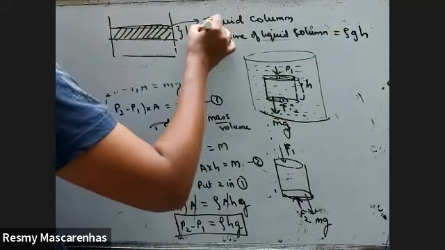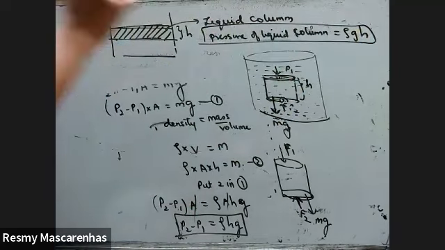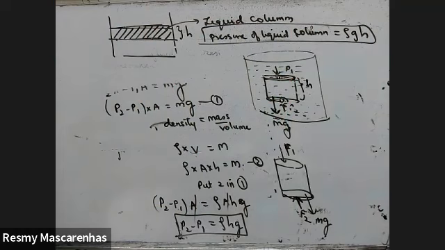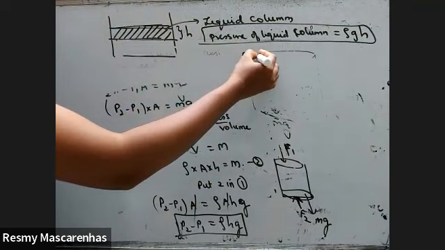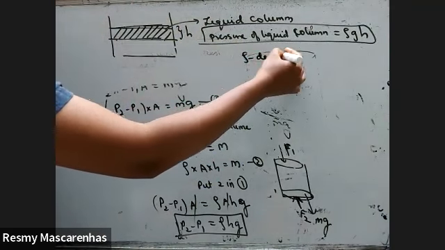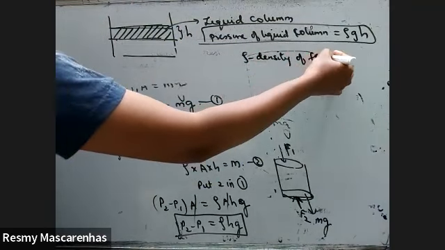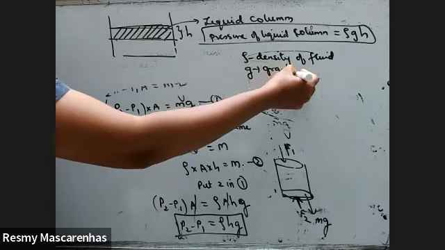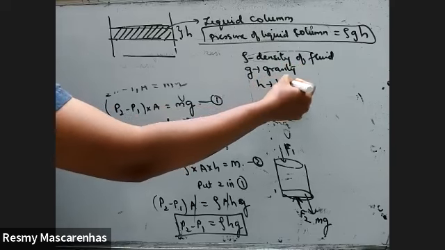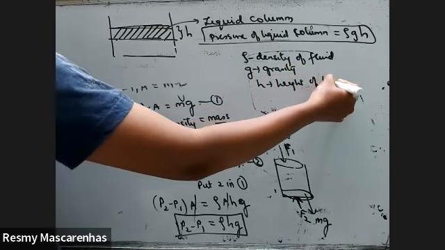So remember this, pressure of any liquid column is equal to rho g h, where rho is the density of the fluid, g is gravity, and h is the height of the liquid column.